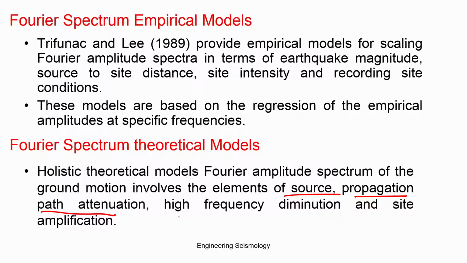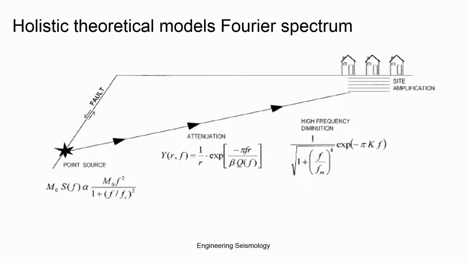Okay. So, another well known model they use is the Fourier spectrum theoretical model. Holistically, the theoretical model of the Fourier amplitude spectrum of the ground motion involves the elements of the source, propagation path attenuation, high frequency diminution and the site amplification. So, these are all the factors which a theoretical model controls. Basically, a theoretical model of the Fourier amplitude spectrum combines source, path, attenuation characteristics and amplification.